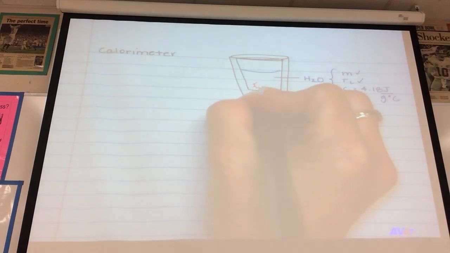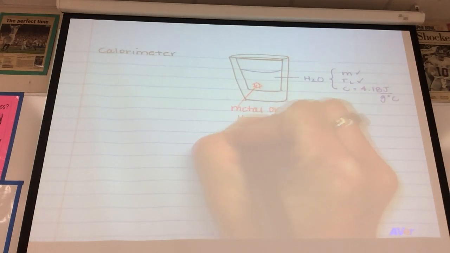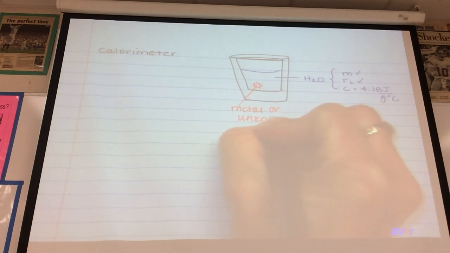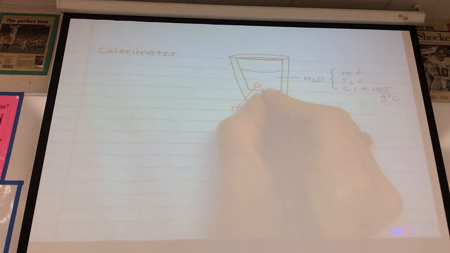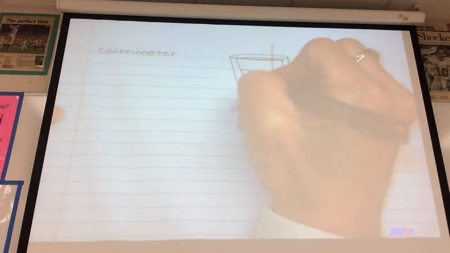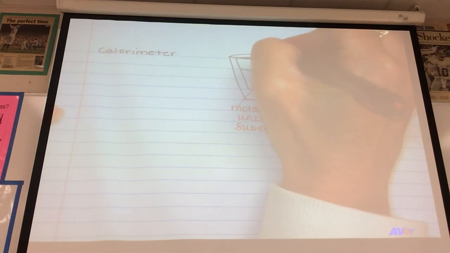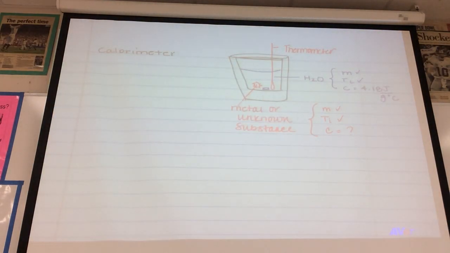You will put a metal or unknown substance in that water, and again, you'll know the mass of the metal, put it on the balance, get the mass. You'll know its initial temperature, and very often you will be looking for the specific heat of the metal. You will have a stir bar in here so you can stir it up, and you will also have a thermometer in here so that you can measure the temperature first of the water and then of the solution.